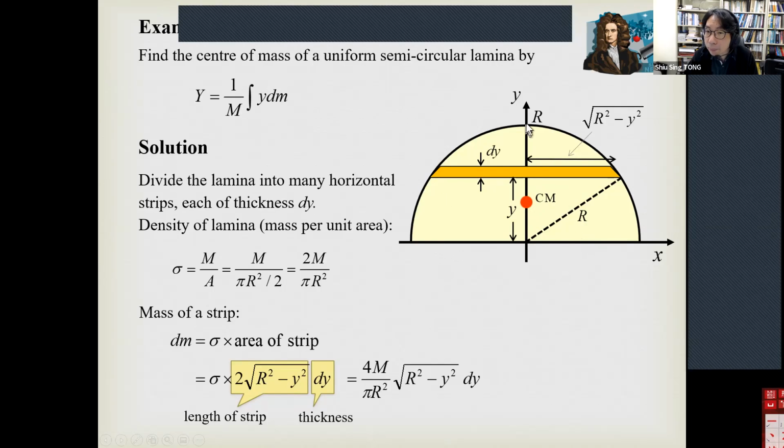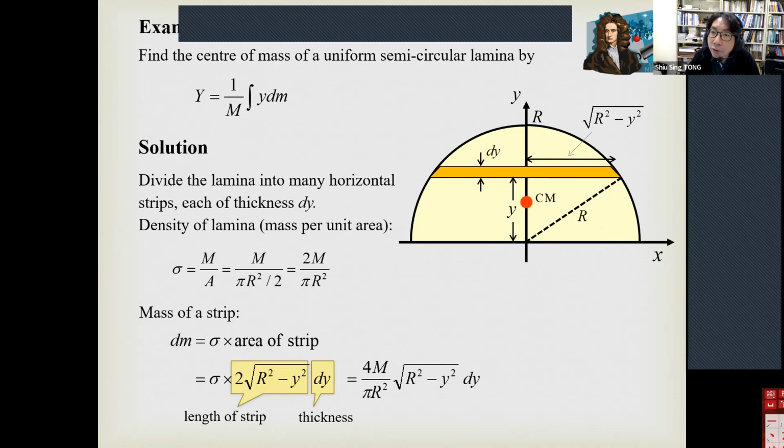Of course, if I place the semicircular lamina about the symmetric axis, which is the y-axis, the center of mass position must be along the y-axis because it's symmetrical on both sides, right? But I don't know the height of the center of mass position above the x-axis. The x-axis is the axis where I place the base of the semicircular lamina.